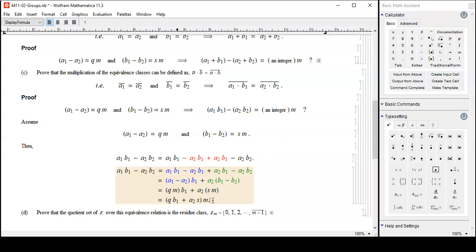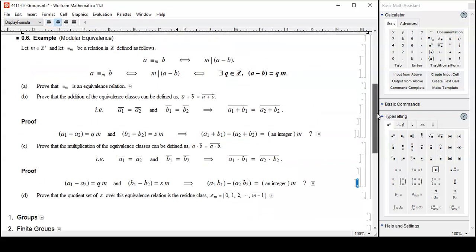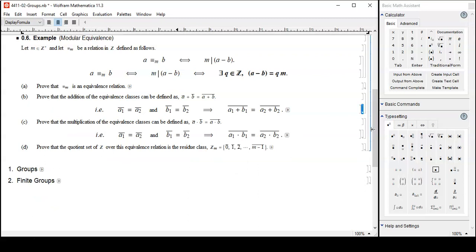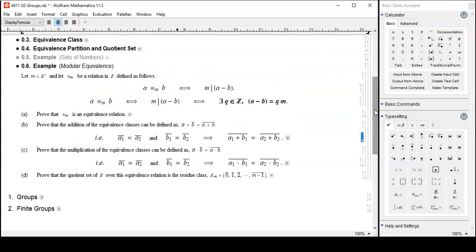So what do we have? Some integer times M, precisely as we wanted. So what's the conclusion? Multiplication is also well defined. Even if I get different representatives, eventually I end up with the same addition and same multiplication results. So the addition and multiplication induced by integer addition and integer multiplication stays valid in the quotient set.